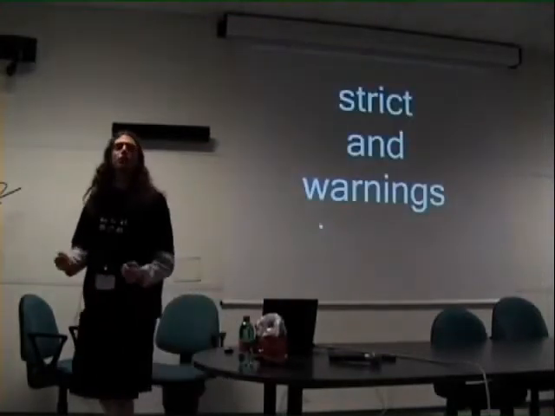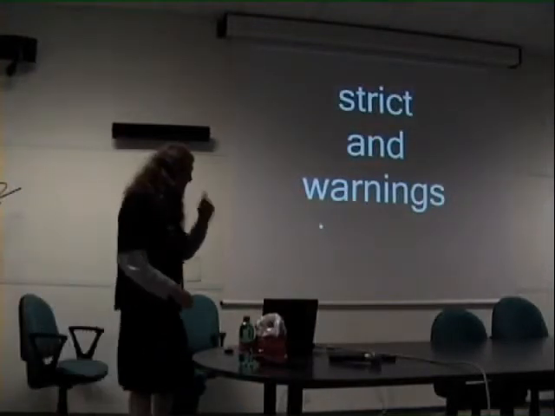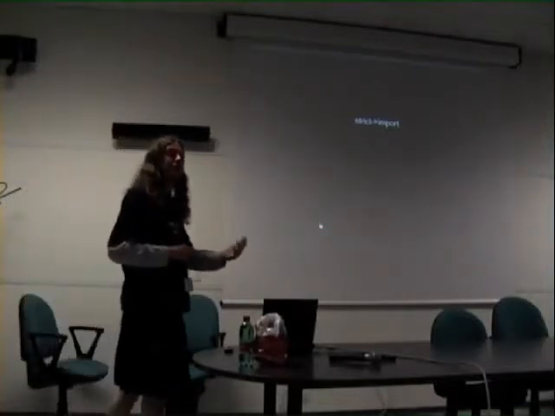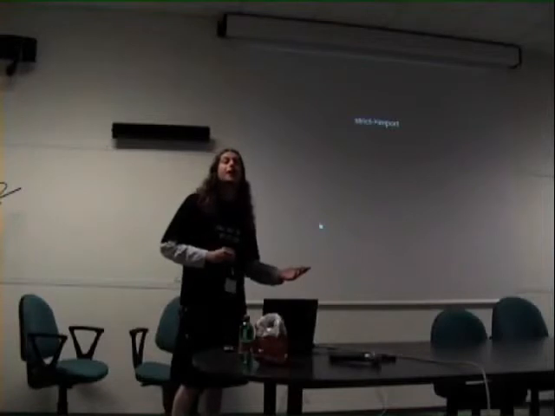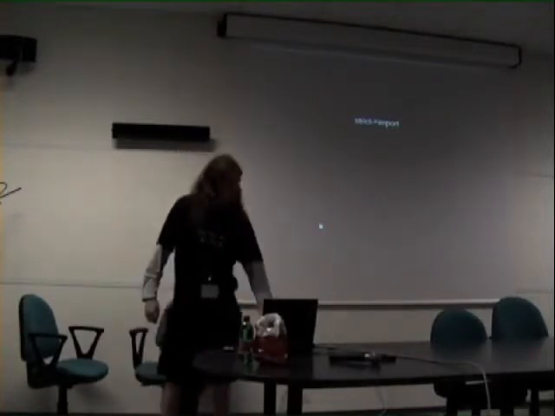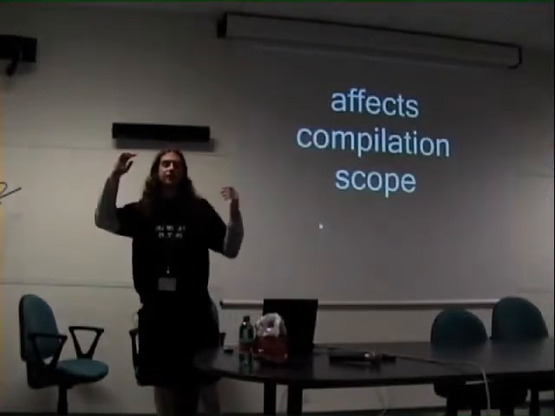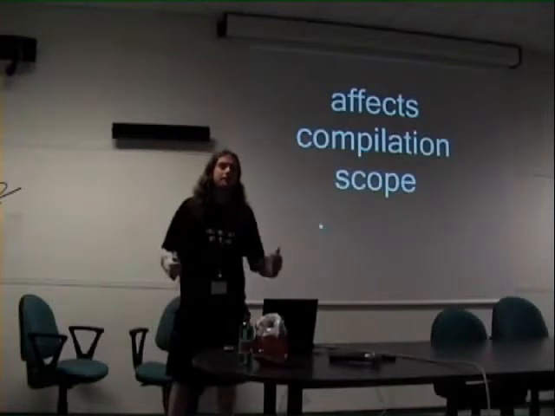Another thing, strict and warnings. We all know about strict and warnings, of course. But the way they're implemented is quite interesting. Strict->import actually sets a bunch of hint bits in a compiler internal variable that the Perl compiler uses to work out what it's doing. So it affects the current compilation scope. It doesn't actually affect anything at runtime.